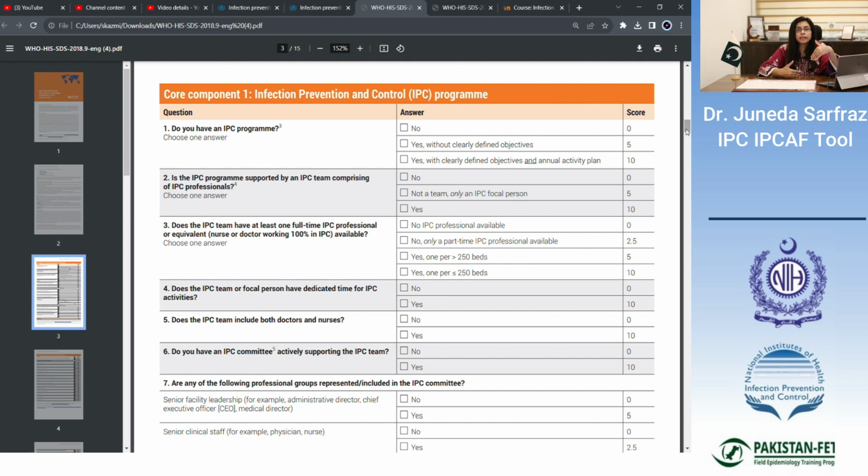It might be possible that my facility does not have an IPC program, or it could be that it's yes without clearly defined objectives. So it's there on paper, but it's not complete. And the third situation could be yes with clearly defined objectives and annual activity plan. So it gives you a direction also on what is the ideal thing that should be done.